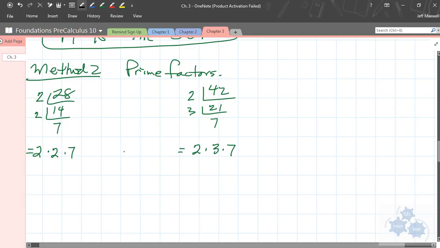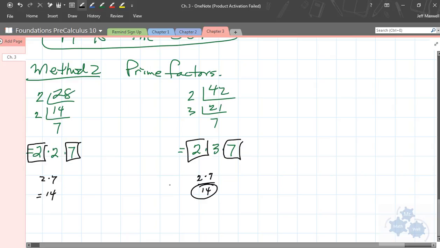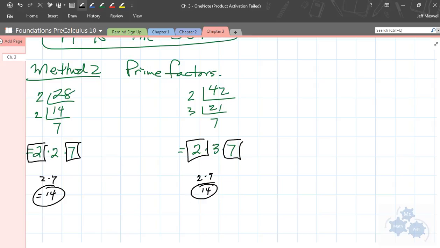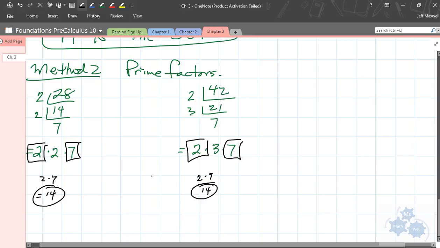And so what you do is you say, hey, these are the prime factors. How many do I have in common? What's in common? Well, a 2 is in common. See that? And this 7 is also in common. So what's 2 times 7? That's 14, right? So 14 is a factor of both of them, and that's how you figure out the greatest common factor using that method. You identify which ones are common to both lists, and then you just multiply them together, and that is your greatest common factor. So 14 is GCF, method 2.